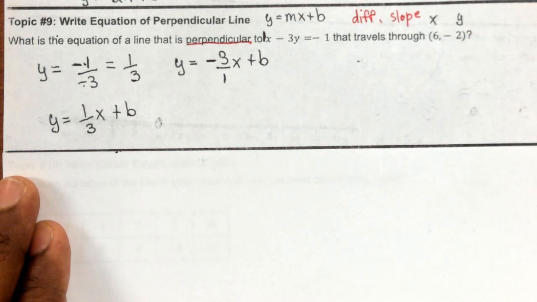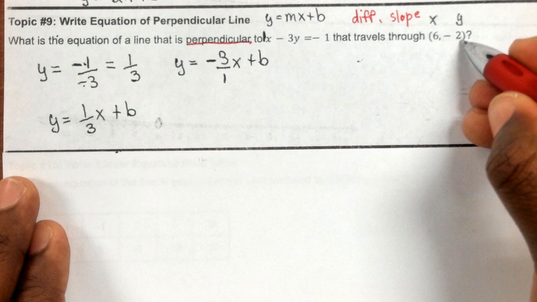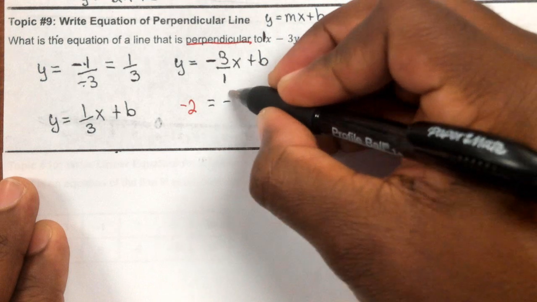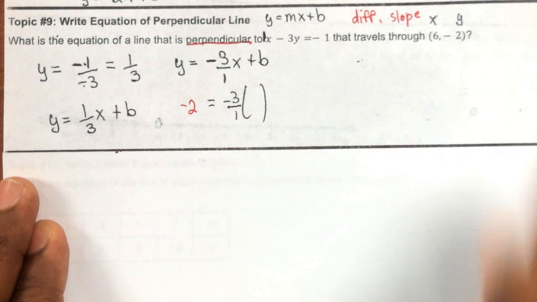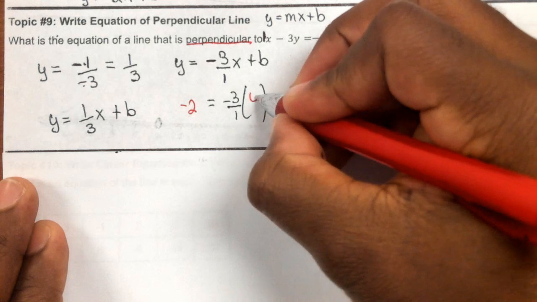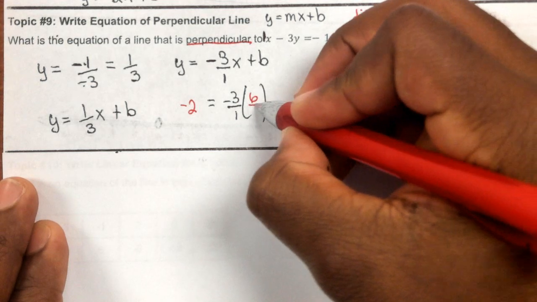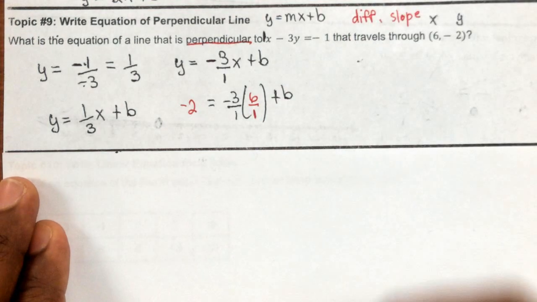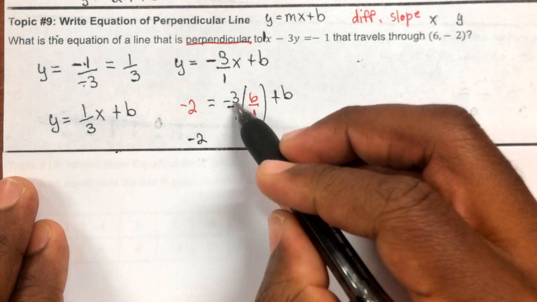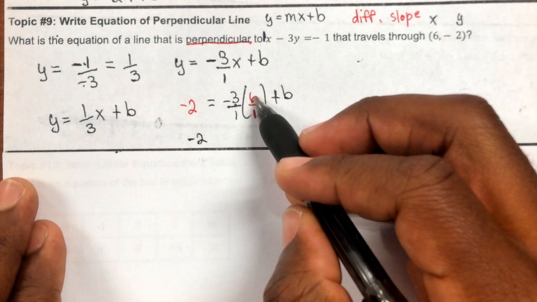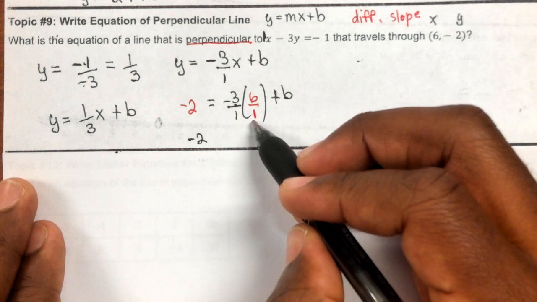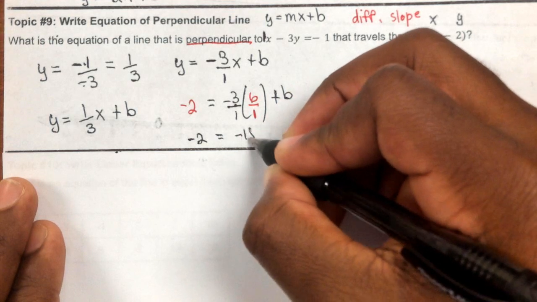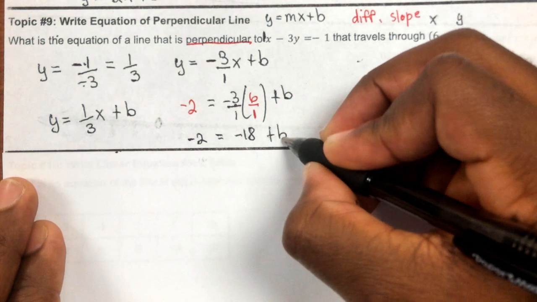Now I'm going to plug in my numbers for x and y. Instead of writing y, I'm going to write -2, equal to -3/1. Instead of x, I'm going to write 6, and because this is a fraction, I'm going to write this as 6/1. Then I rewrite the plus b. The -2, I'll bring it down. -3 multiplied by 6 is -18. 1 multiplied by 1 is 1. -18 divided by 1 is -18. And then the b, you bring it down.